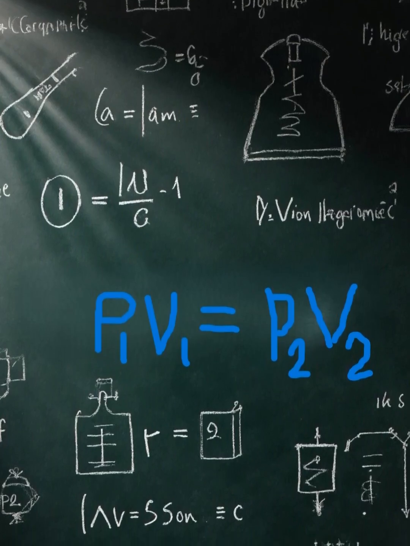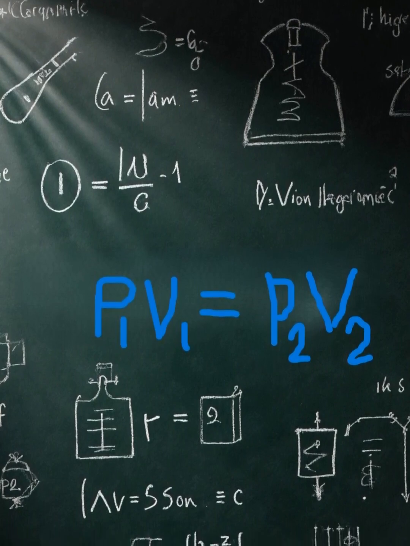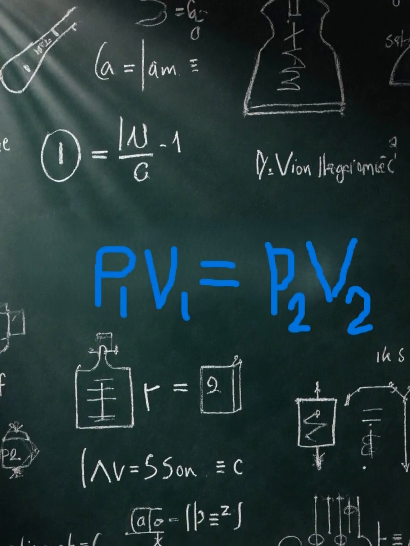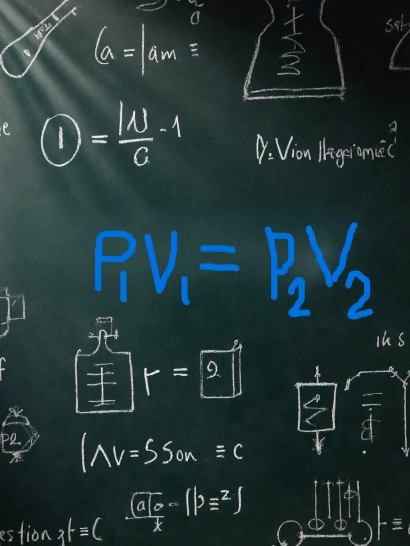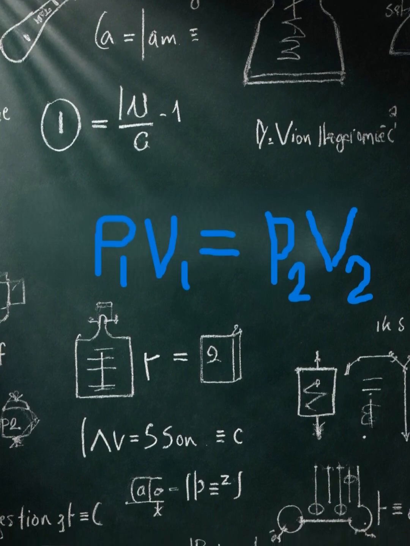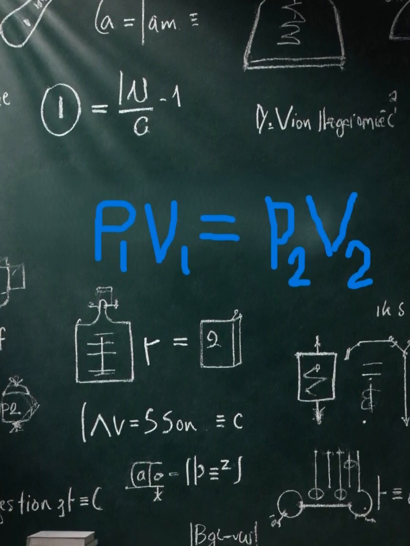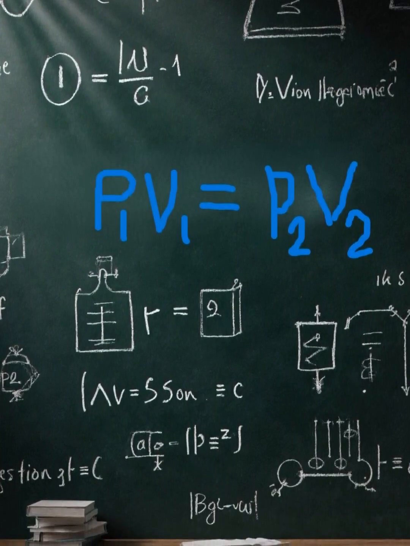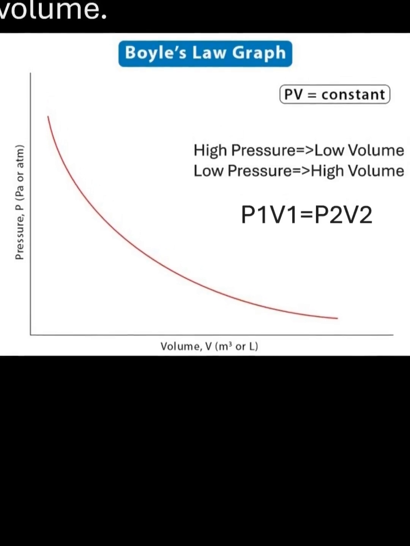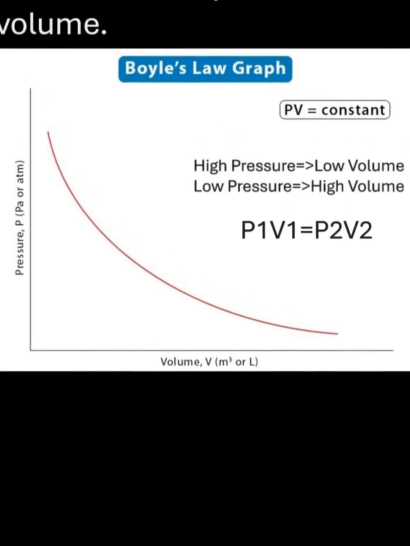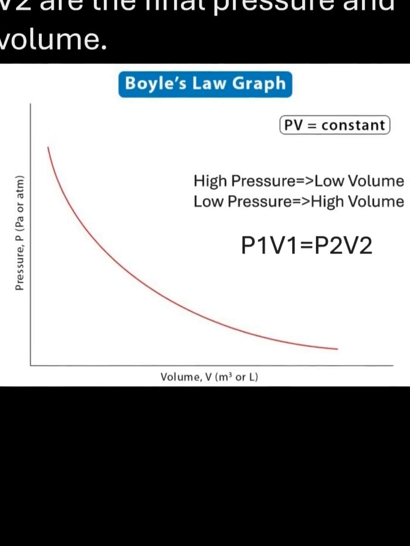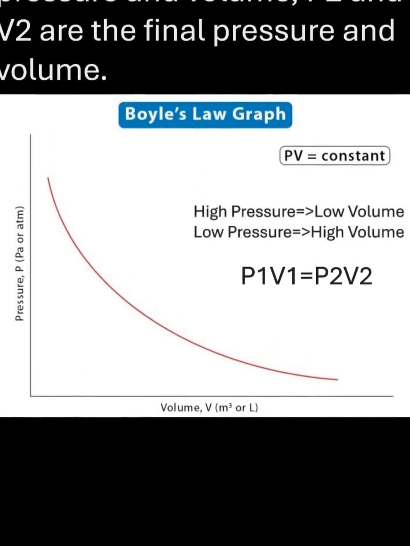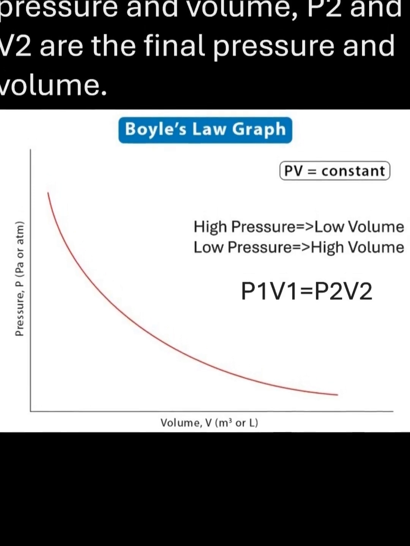Mathematical formula. For a gas under two sets of conditions at a constant temperature, the relationship is expressed as P1V1 equals P2V2, where P1 and V1 are the initial pressure and volume, P2 and V2 are the final pressure and volume.